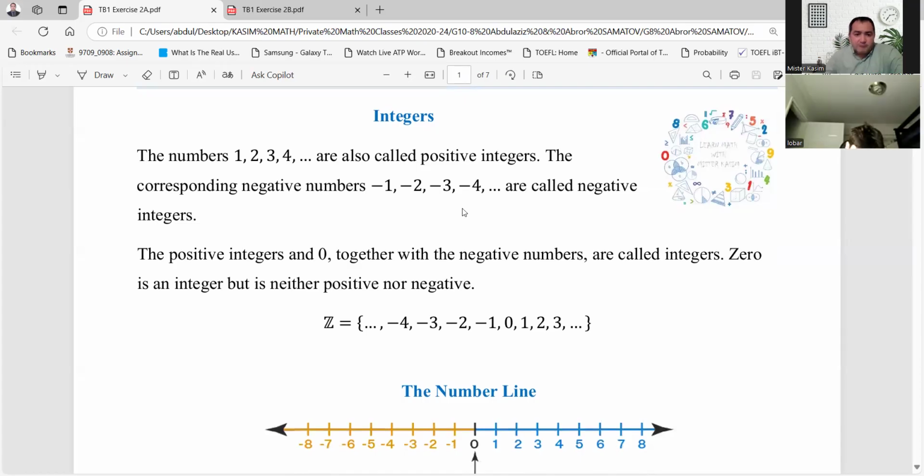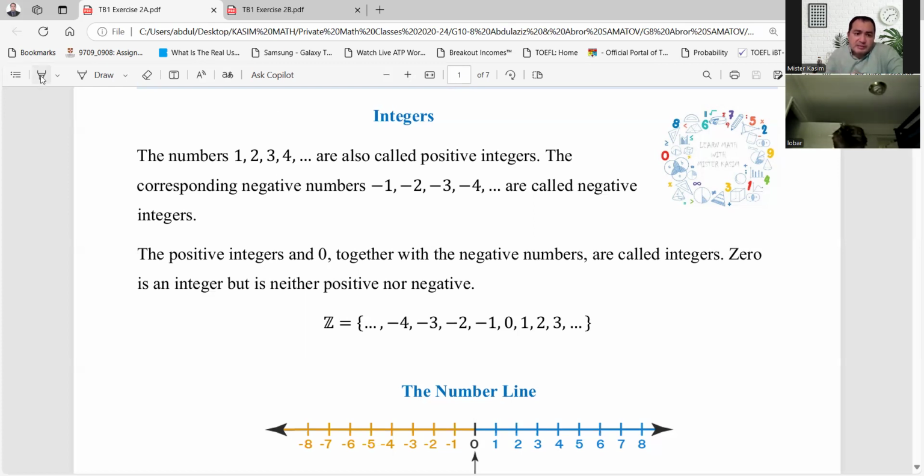Can you read from the top? What are these? Let's read together. The numbers 1, 2, 3, 4 are also called positive integers. The corresponding negative numbers, -1, -2, -3, -4, are called negative integers. The positive integers and 0 together with the negative numbers are called integers. Okay, stop here. So the positive integers and 0 together with the negative numbers are called integers, right?